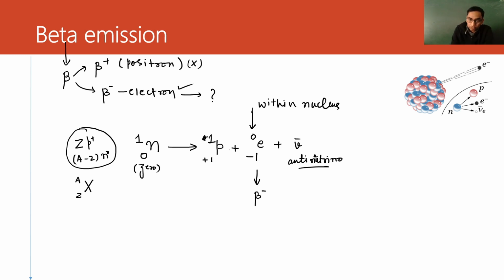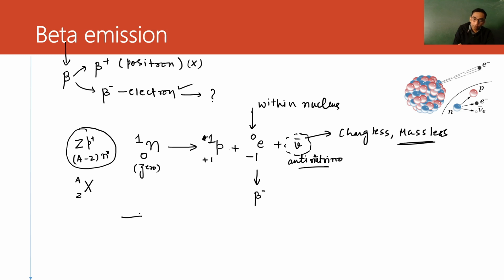Now this antineutrino is actually a chargeless and almost massless particle, but it has a very negligible mass. The scientists had to include this particle because the law of conservation of momentum was not being followed. But again, in grade 10 we are not going to discuss this.